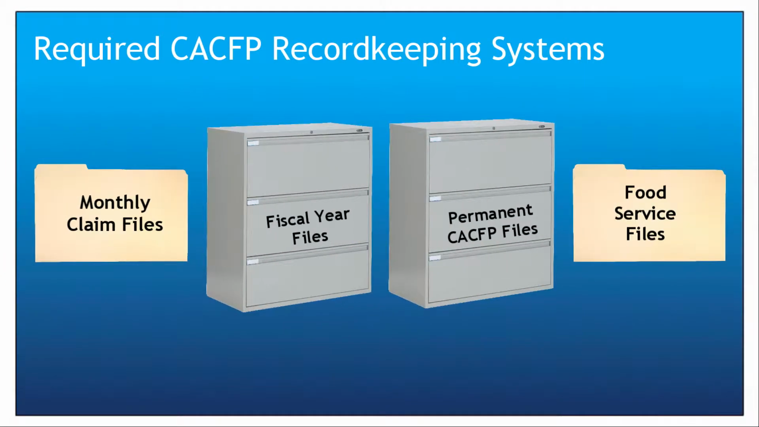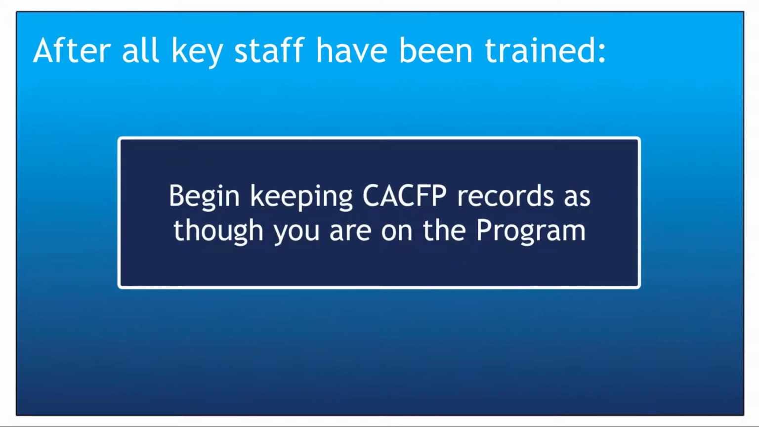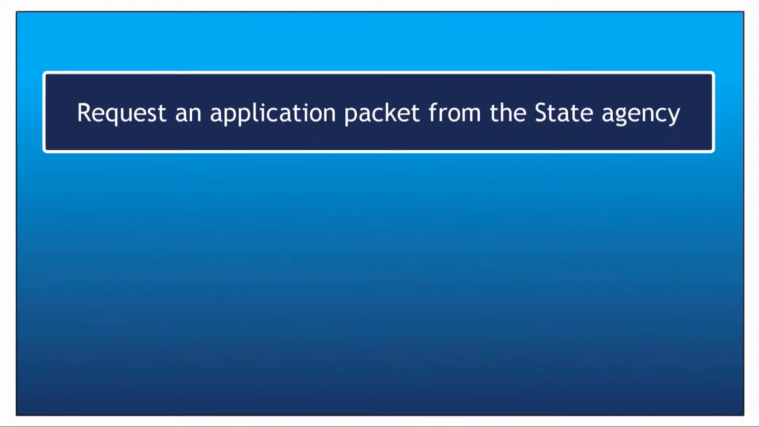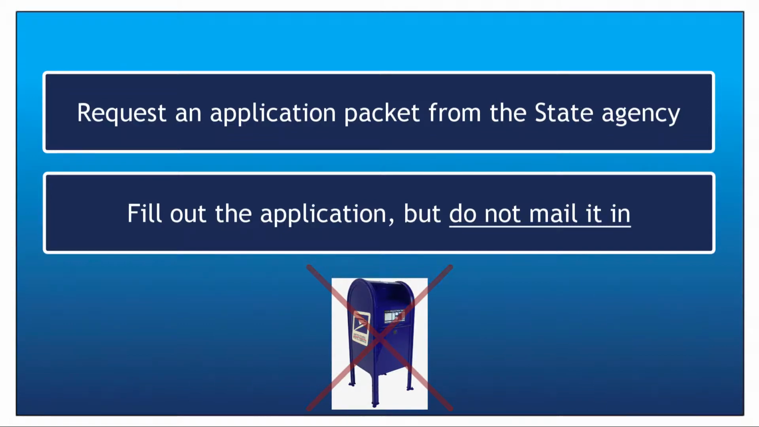As discussed in Lesson 1, centers must set up all required CACFP record-keeping systems, including monthly, fiscal year, permanent, and food service files. After all key staff have been trained, begin keeping CACFP records as though you are on the program. Request an application packet from the state agency if you have not already done so. Fill out the application packet to the best of your ability, but do not mail it in.